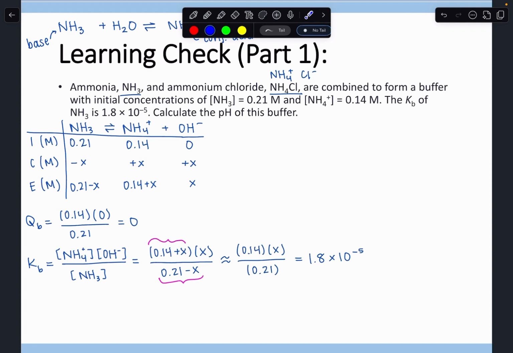All right, solving for X. Multiply both sides by 0.21, divide by 0.14. I calculate X equals 2.7 times 10 to the negative fifth. That is the OH minus concentration at equilibrium, which is just equal to X. And remember that we're looking to calculate pH. So if we find the OH minus concentration, we can find pOH and then calculate pH from there.